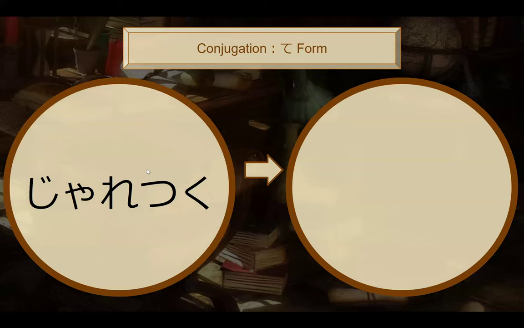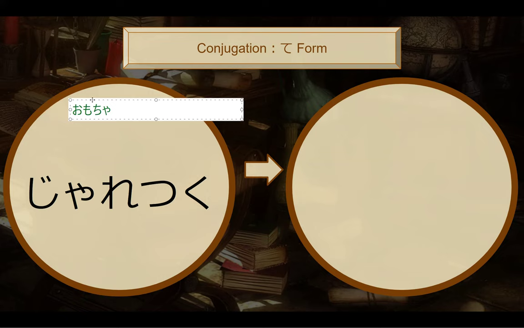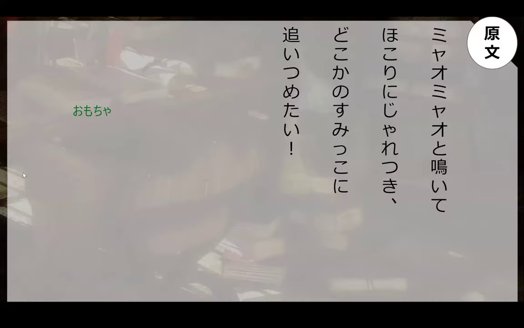What's the te form? What is the word for a toy? It has something to do with ja. Omocha. That's a toy. And here's the play, jare. Jaretsuku. Okay. The te form of the ku verb, so it's jaretsuite. So let's go read the line from the book.